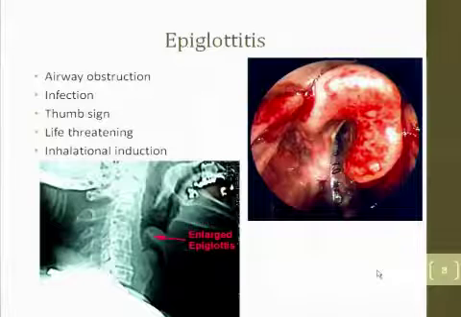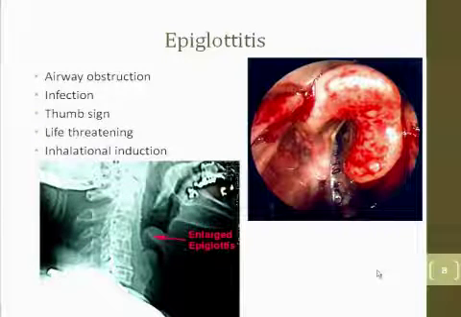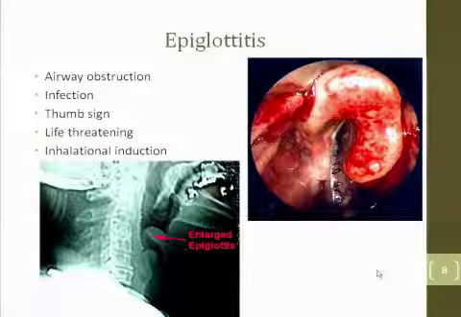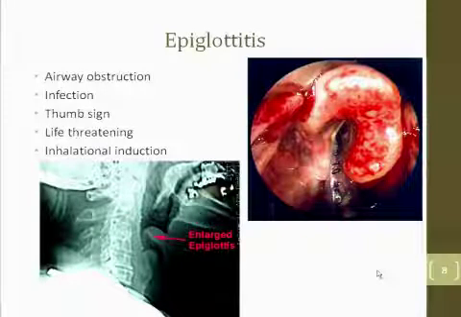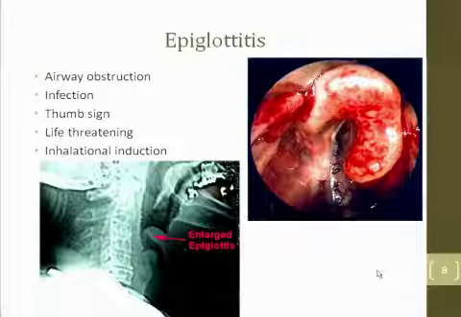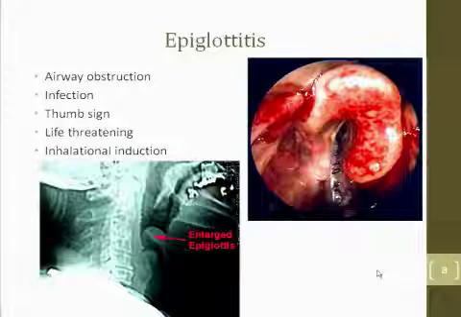A very deadly one, which can be much more severe to deal with, is epiglottitis. Epiglottitis is called the thumb sign. You can see how large this epiglottis has become. It looks like a thumb, looking at it laterally. That's why it's called the thumb sign. It's a form of infection from many different kinds of bacteria. It is life-threatening, and it can be very difficult to manage these people.